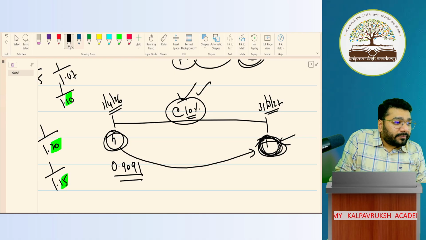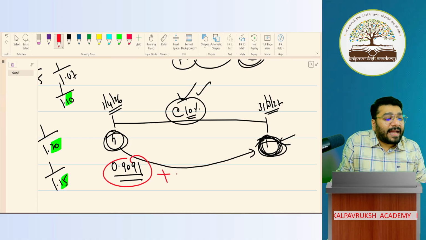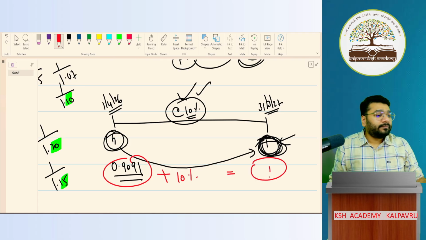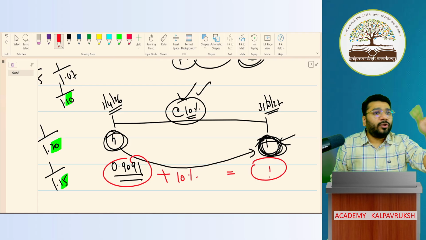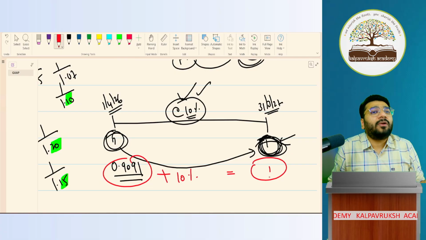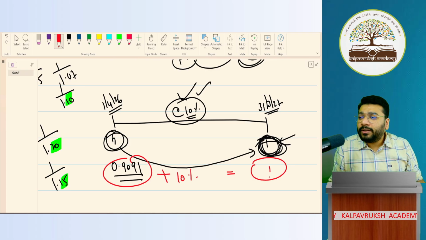If you don't believe, take your calculator again. With 0.9091, please add 10%. You will get 1 rupee. Round off, you will get 1 rupee. Got it, not got it? Any difficulty?